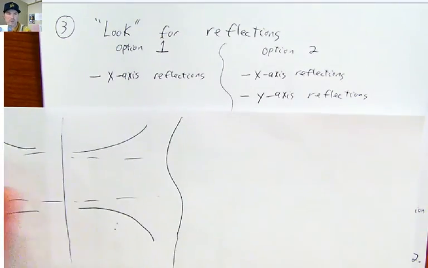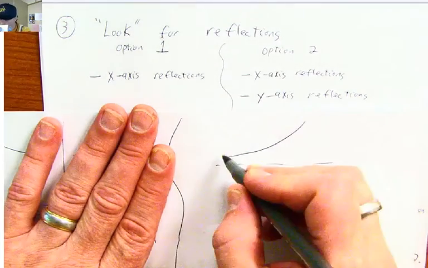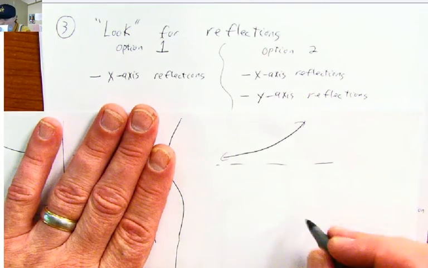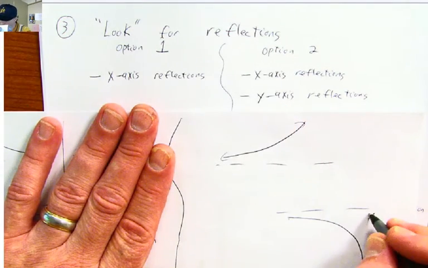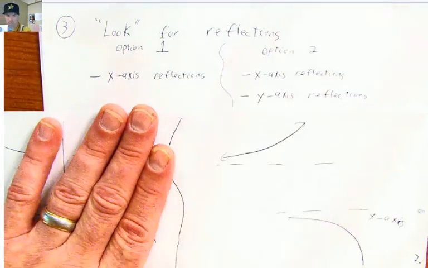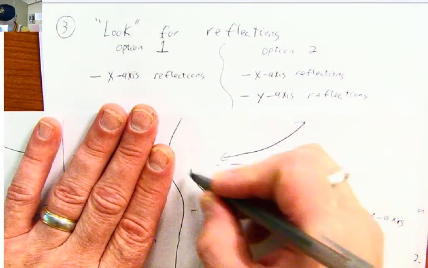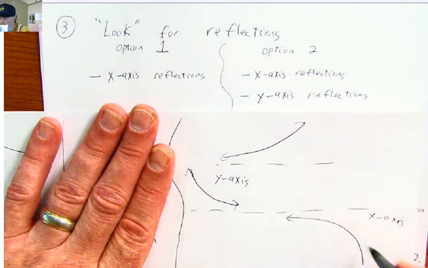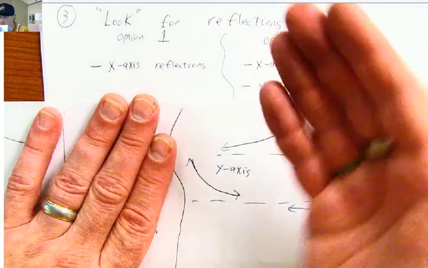If you're more of an option 2 person, your parent graph always starts off like a growth, but then you need to consider there could be an x-axis reflection, in which case the graph would look like this. There might be a y-axis reflection, in which case the graph would look like this. Basically, instead of being a growth, it would now look like a decay. That's a y-axis reflection.